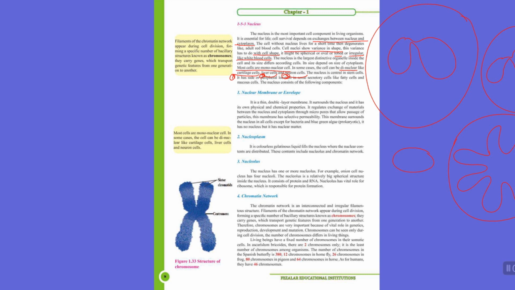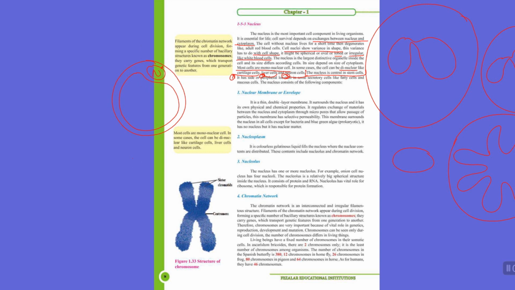The nucleus is central in stem cells. It's a short piece of information, but a chapter question worth 2 marks. It has a side or peripheral location in some secretory cells. Side or peripheral means like in fat cells, because the cytoplasm is full of fat, there is little space for the nucleus, so the nucleus is located beneath the membrane.